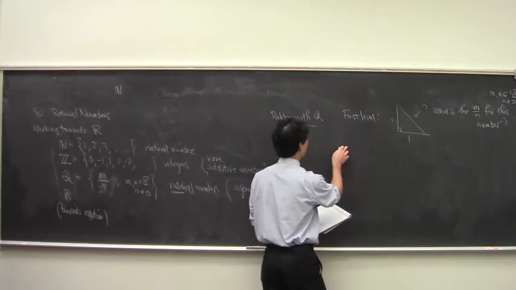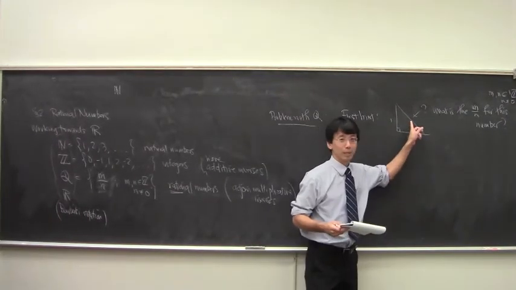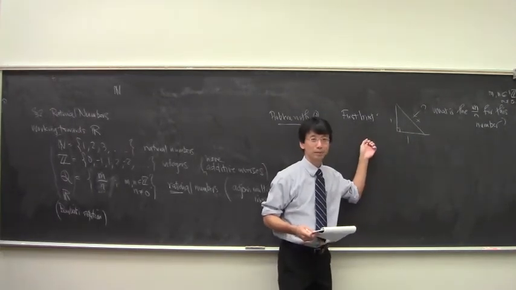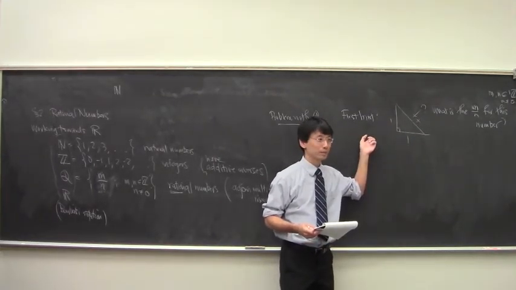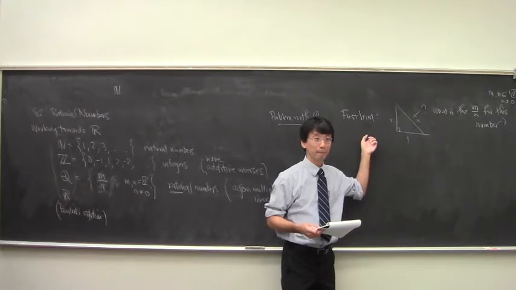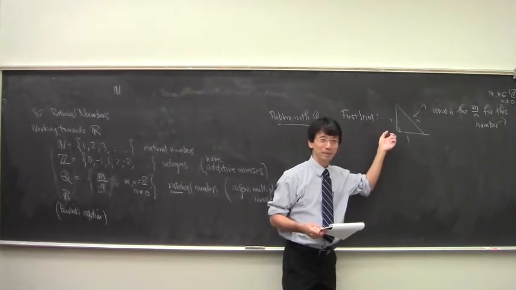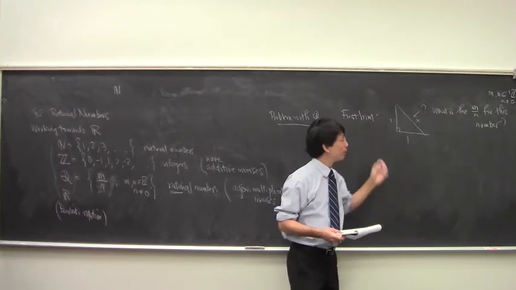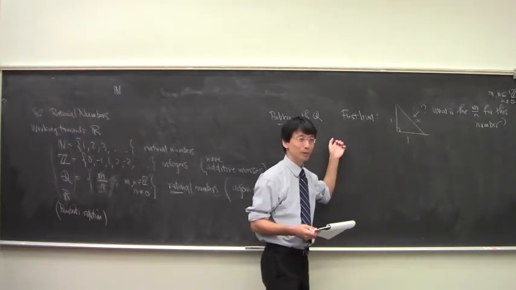So you say, okay, well, what do you know about this length? Let's call this thing x. What do you know about x? Tell me something you know about x. It's the square root of 2? Okay, so how do you know it's the square root of 2?